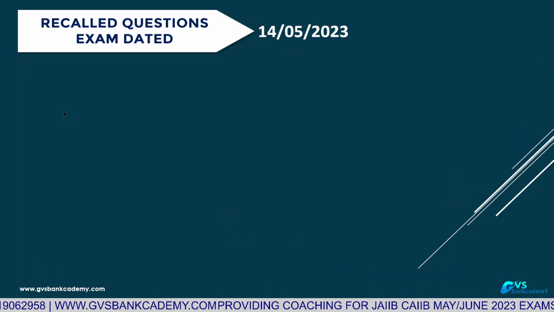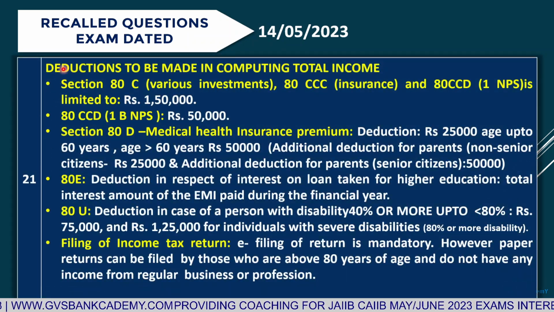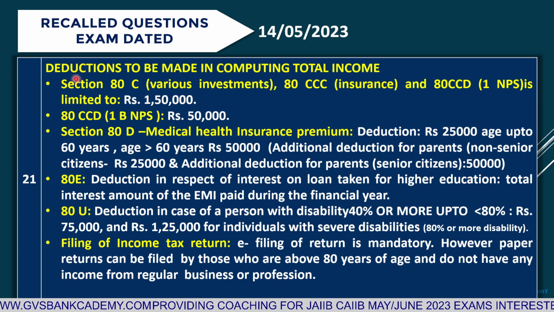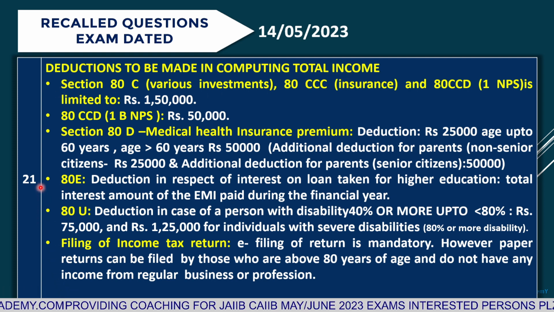Question number 21. Five or six questions they had asked about deductions to be made in computing total income. Deductions from the income, four or five questions they had given. I am discussing them at one point.